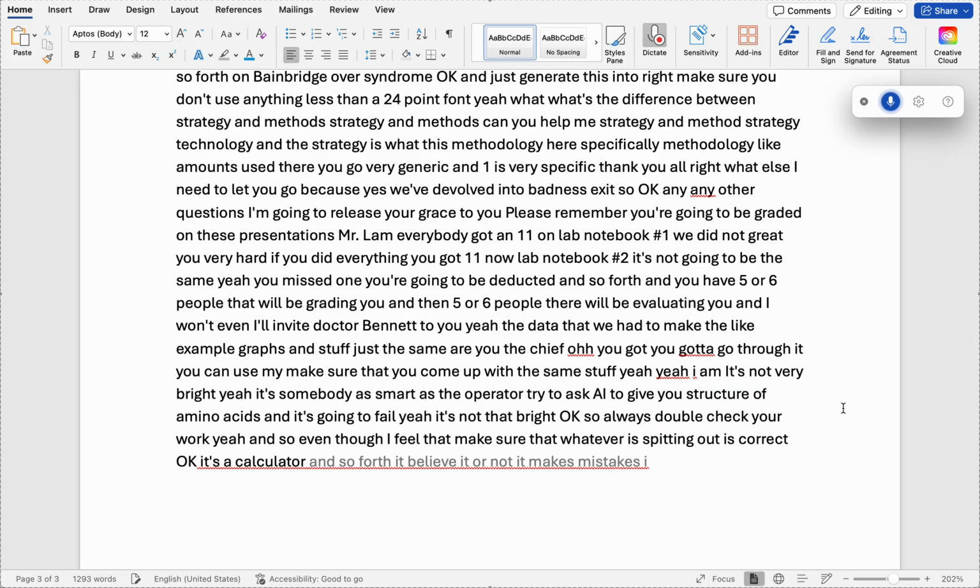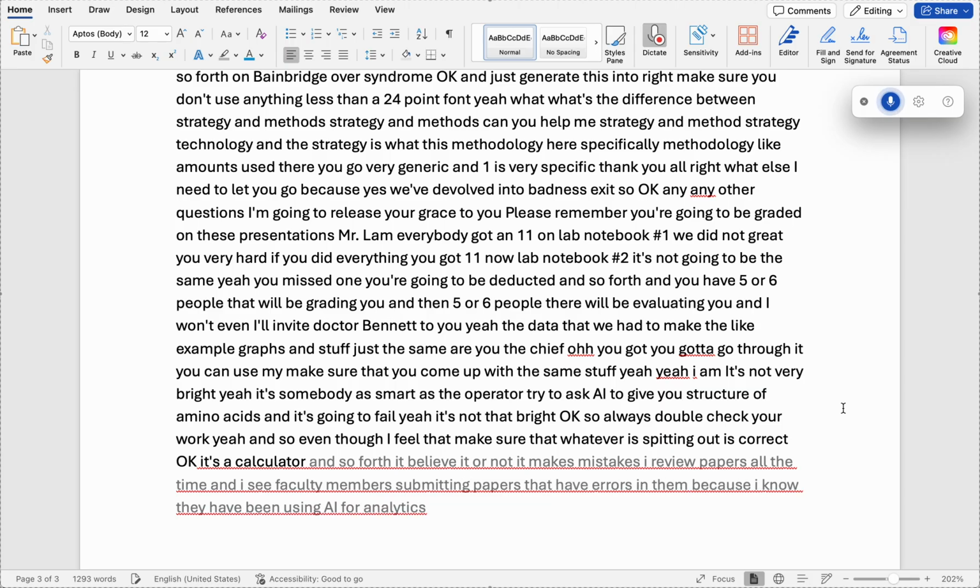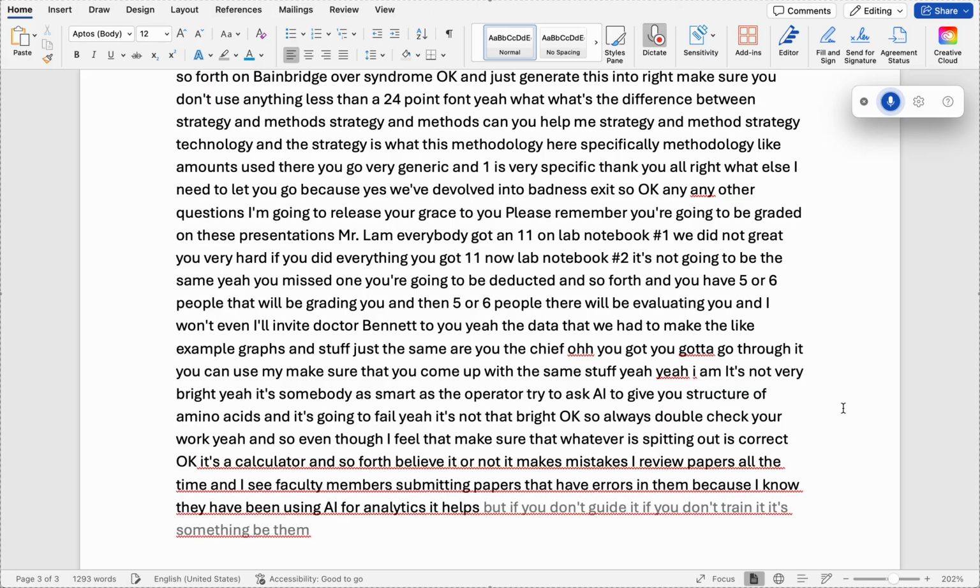I review papers all the time, and I see faculty members submitting papers that have errors in them, because I know they have been using AI for analytics. It helps, but if you don't guide it, if you don't train it, it's not gonna help you that much. Okay?